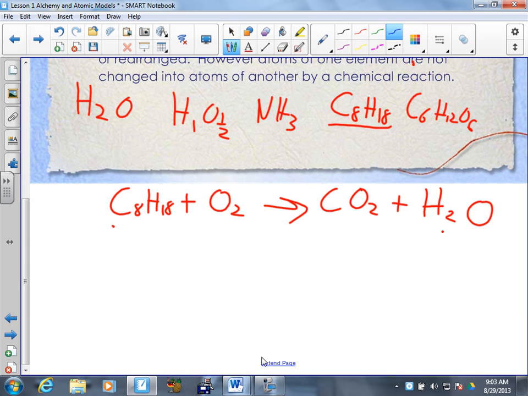We could be joining elements together. That's called a synthesis reaction, which we'll get to later. If I had hydrogen and oxygen, I would be able to produce H2O. I might be able to do that.